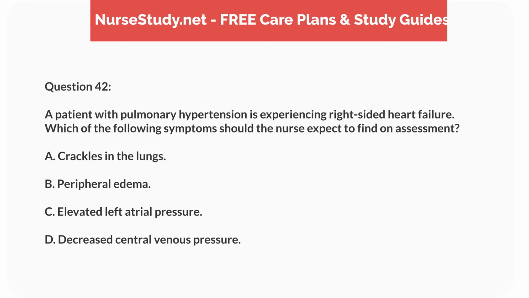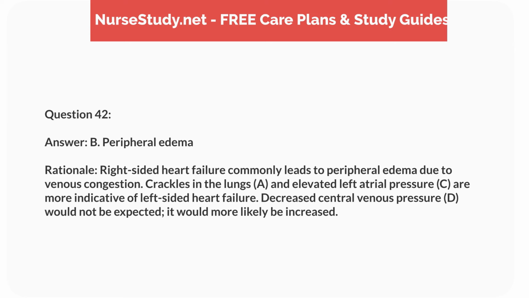Question 42. A patient with pulmonary hypertension is experiencing right-sided heart failure. Which of the following symptoms should the nurse expect to find on assessment? A. Crackles in the lungs. B. Peripheral edema. C. Elevated left atrial pressure. D. Decreased central venous pressure. Answer: B. Peripheral edema. Rationale: right-sided heart failure commonly leads to peripheral edema due to venous congestion.